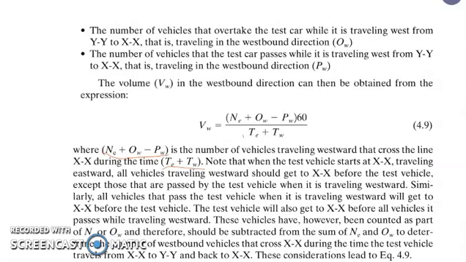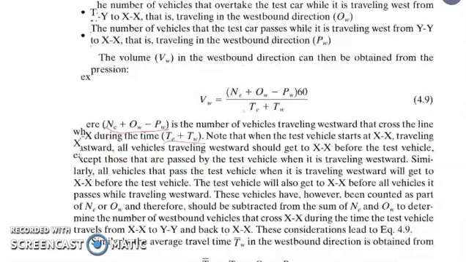You have to know that when the test vehicle starts at x-x traveling eastward, the vehicles traveling westward should get to x-x before the test vehicle, except those that are passed by the test vehicle when it is traveling westward. Similarly, vehicles that pass the test vehicle when it is traveling westward will get to x-x before the test vehicle.